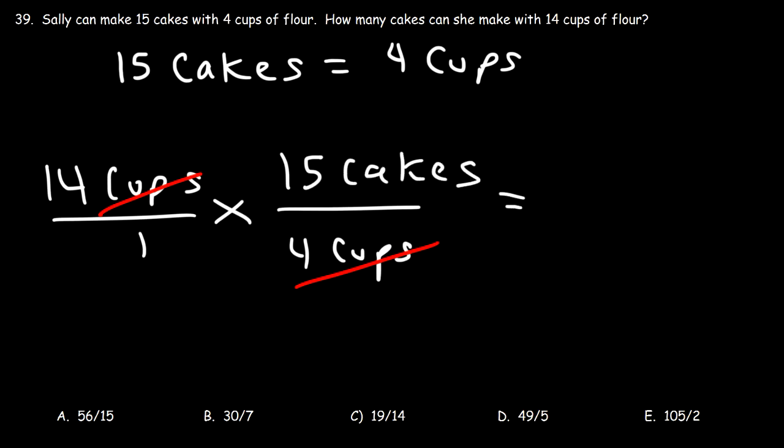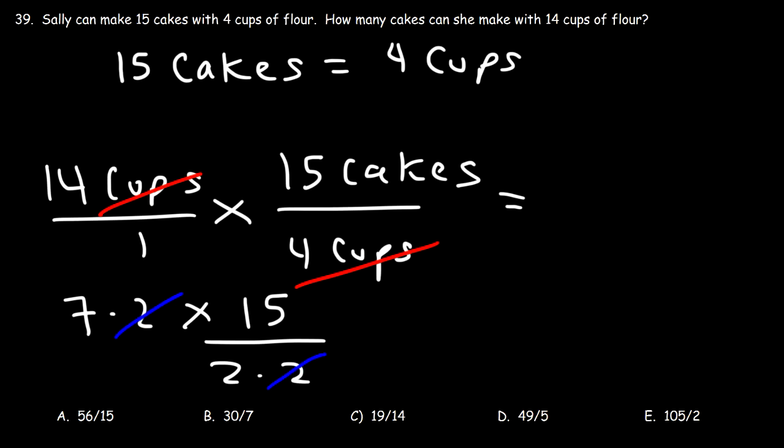Now looking at our answers, we don't have a decimal answer, so we need to simplify the result or the fraction we're going to get. So I'm going to break down 14 into 7 times 2. And 4, I'm going to break it down into 2 times 2. So all I can do in this problem is cancel a 2. So I'm going to have a 2 in the bottom of my fraction, and then on top, 7 times 15. 7 times 10 is 70, 7 times 5 is 35, 70 and 35 adds up to 105. So it's going to be 105 divided by 2 cakes.